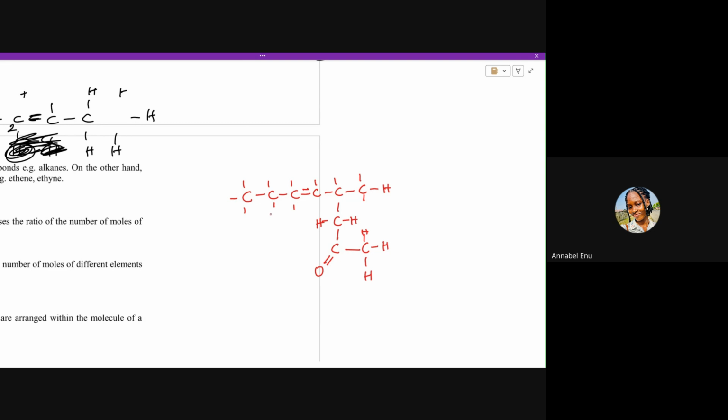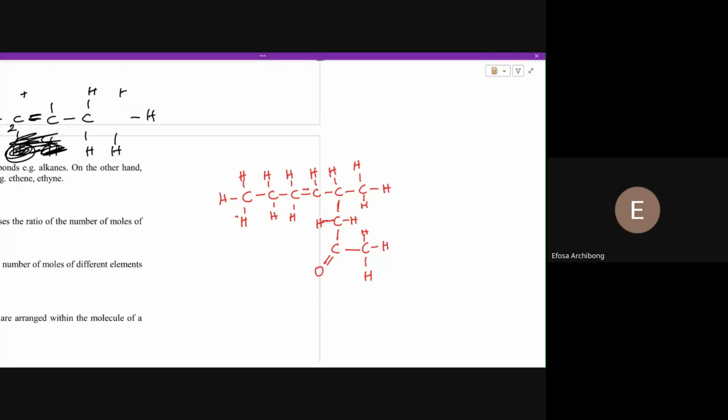Okay, this one now, to name it, is what we are to do. We said rule number 1 in naming your compound: longest carbon chain. Don't ever skip that rule number 1. Longest and continuous. So, what's the longest carbon chain in this structure?